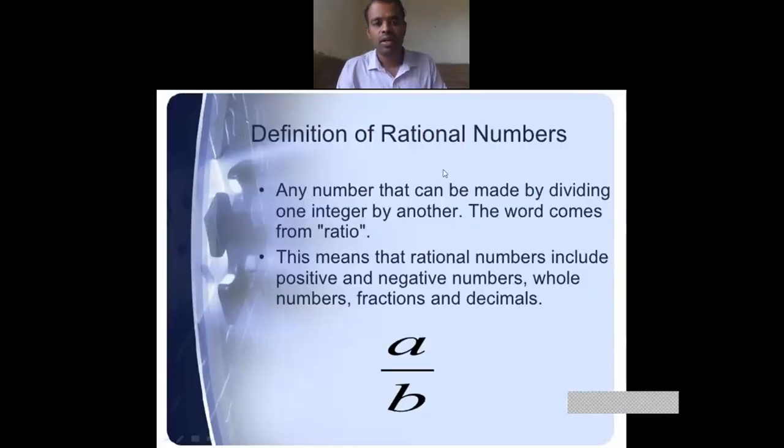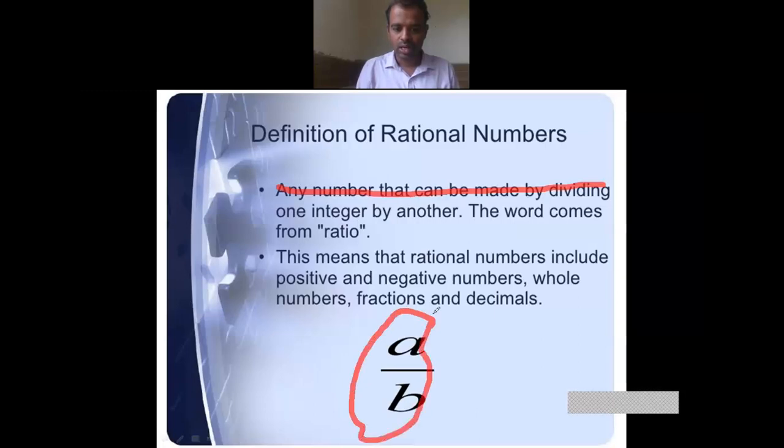Next, define rational number. Definition of rational number: any number that can be made by dividing one integer by another. The word comes from ratio. Very simple: we can say any number which can be written in the form of a by b or p by q, we call a rational number.